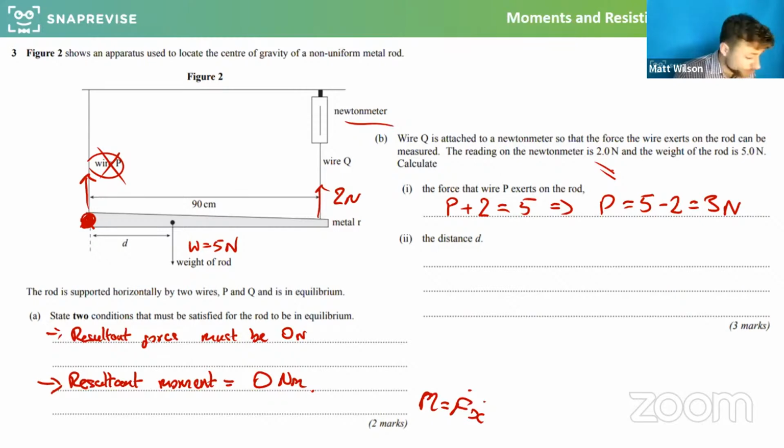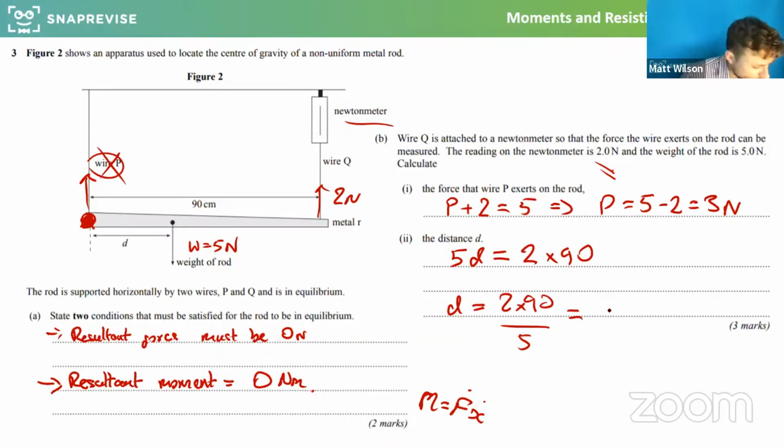Now we need the resultant moment to be 0. So we need the clockwise to be the same as the anti-clockwise. What's the clockwise? Well, we have 5 newtons down multiplied by this distance d from the point. That needs to balance the anti-clockwise moment, which is this 2 newton force at a distance of 90 centimeters. I'm putting things in centimeters, so I'll get things out in centimeters. So we can rearrange for d. d will be 2 times 90 divided by 5. And if you put that in a calculator, you'll get 36. And remember, we said this was centimeters, so this will also be in centimeters.